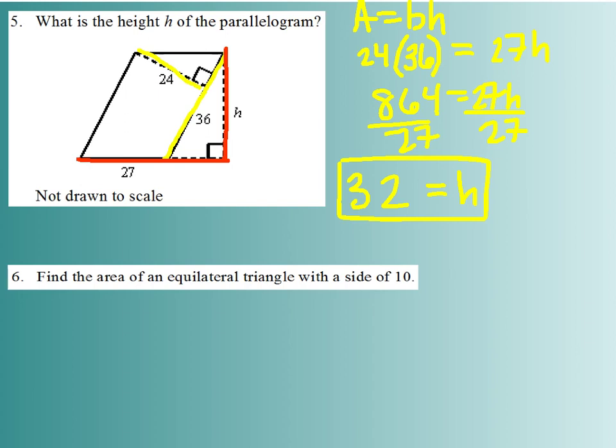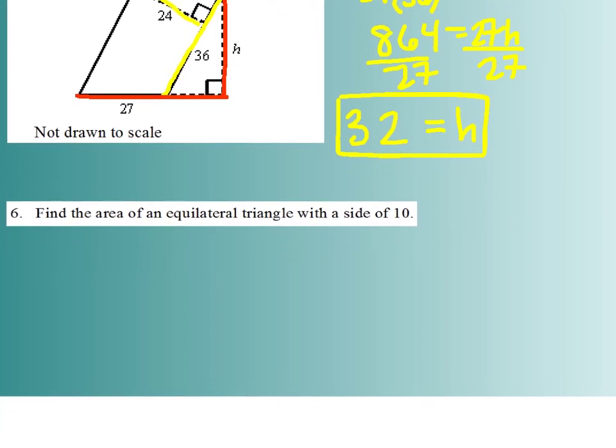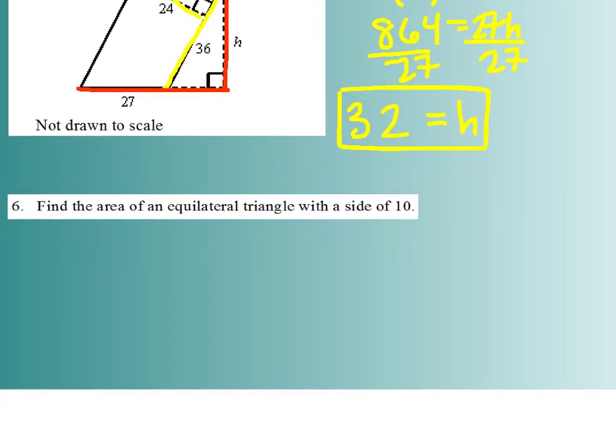Number 6 says, find the area of an equilateral triangle with a side of 10. So we can do this a few different ways. Let's draw our triangle out first. Awesome. So here's my equilateral triangle. My sides are 10. I know for a triangle you need to figure out the height. So if you draw this coming down, your height, your altitude, well, this altitude, it's going to bisect these two sides here.